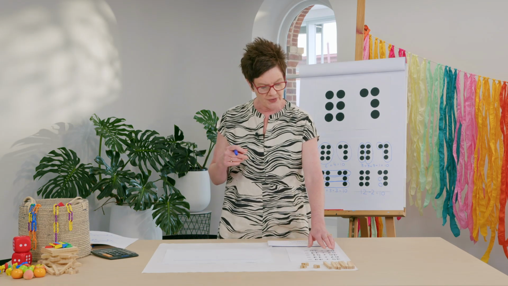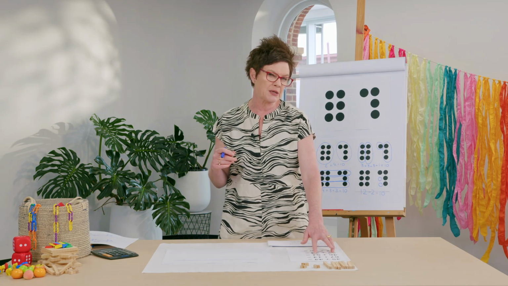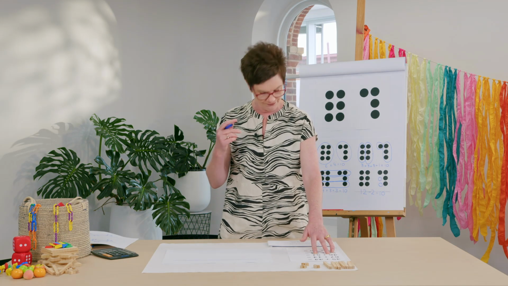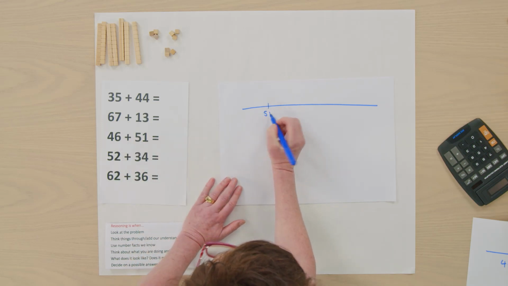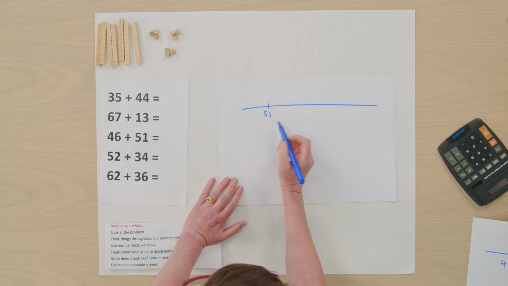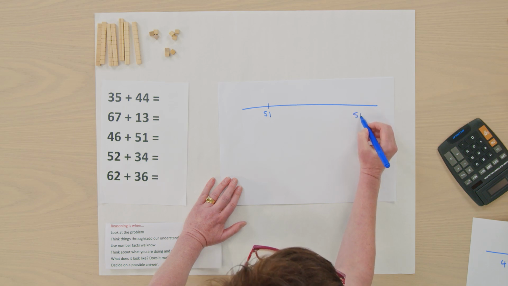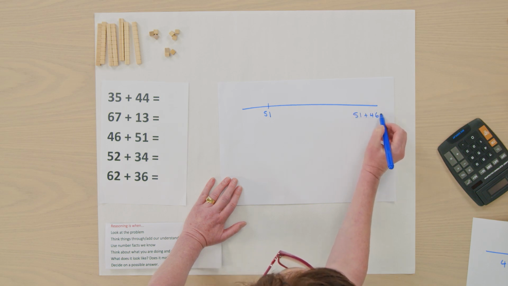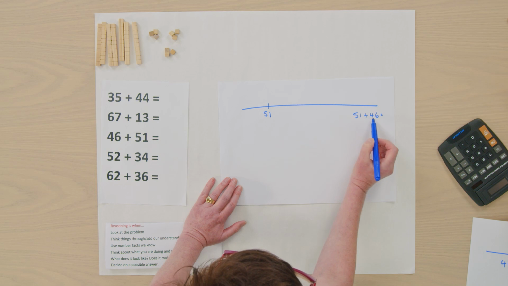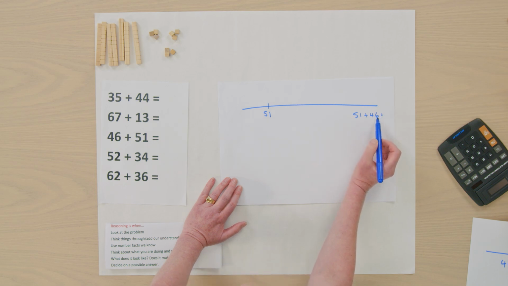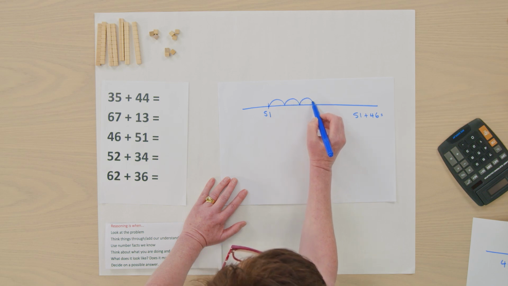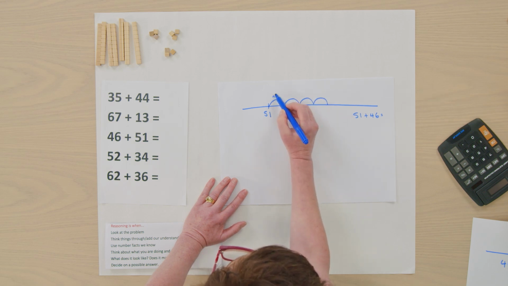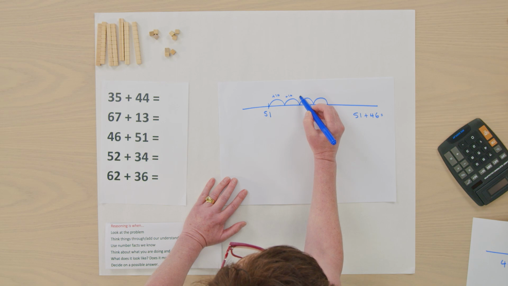Let's check that. 46 and 51, which is the biggest number I could start with? I'm going to start with 51 on my open number line, and I'm adding 46. 51 plus 46. What will the answer be? Okay, what is 46? It's 4 tens. So let's add 1, 2, 3, 4 tens to our number line.